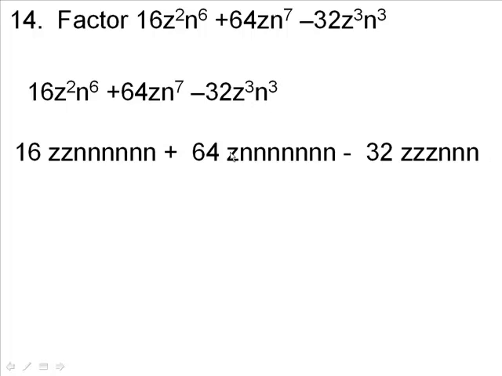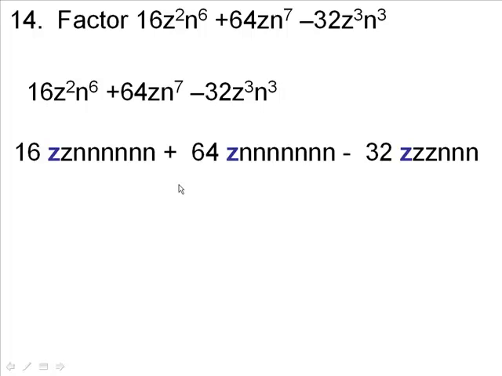Now let's see what they all have in common. Well, they all have a 16 in common. 16 will go into 16, 16 goes into 64, and 16 goes into 32. But besides that, they all have a z in common. You see every one of them has a z? Now you don't have two z's right here, so you only have one z. So the most that they would have in common is one z.